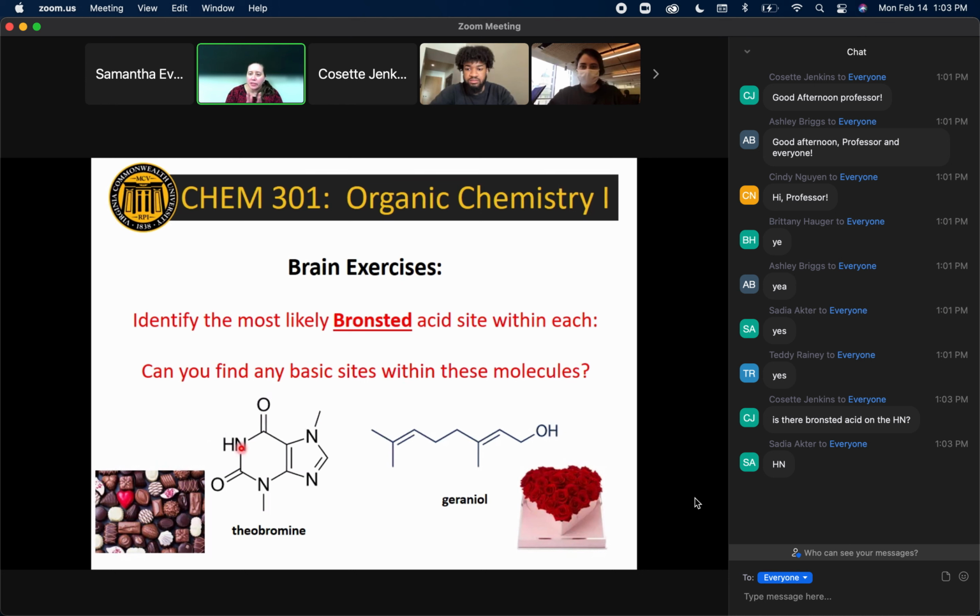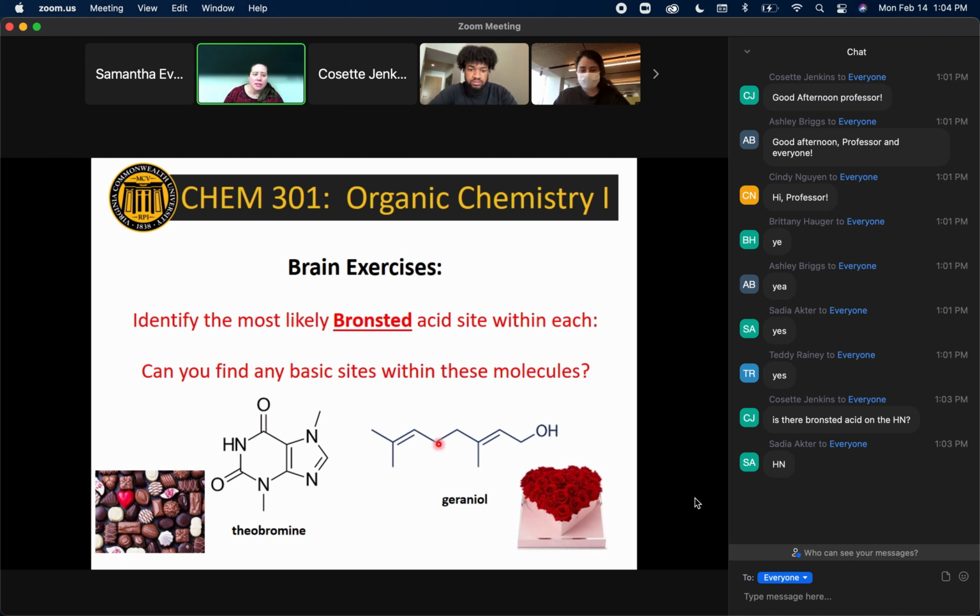Just remember, the definition of a Bronsted acid is a molecule, or a location within a molecule, that can donate a proton, something that can give up a proton. Now, that's not the only hydrogen atom in this molecule. There are three more over here, another one here, and three more over here. So there are 7 other implied hydrogen atoms in this molecule, but this location right here is indeed the Bronsted acid site. Another way of saying this is that this hydrogen atom represents the most acidic proton in this molecule. What about in geraniol?